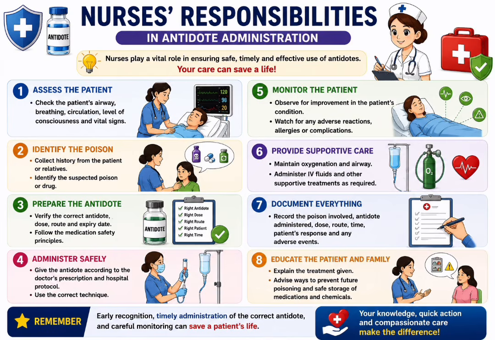8. Educate the patient and family. Explain the treatment provided and educate the patient and family about preventing future poisoning and the importance of safe medication and chemical storage. Key message to remember: early recognition, timely administration of the correct antidote, and careful patient monitoring can save a life. Nurses play a vital role in achieving all these.